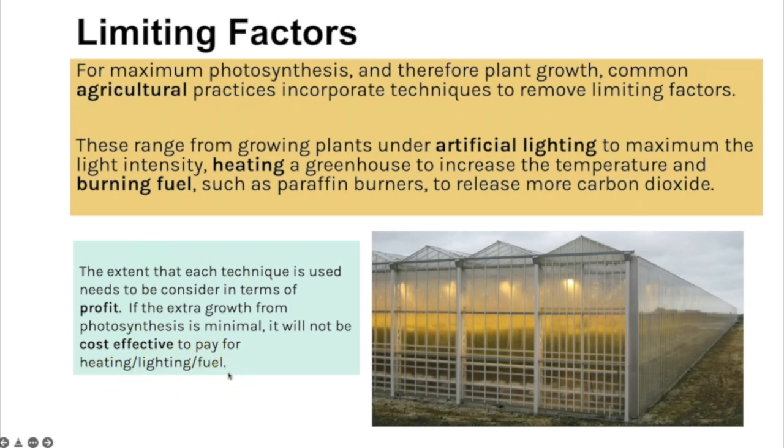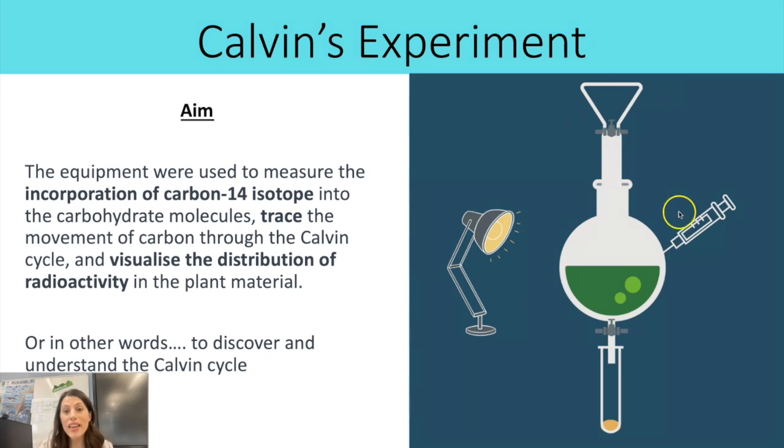So here we have Calvin's apparatus, and within this equipment, one of the key things you need to know is it's all about the incorporation of a carbon-14 isotope, so a radioactive form of carbon. And that is so that it can easily be traced and tracked throughout the different carbon-containing molecules as it's been absorbed and passed on. So in this way, they were able to visualize the distribution of radioactivity in the plant material. Or in other words, they were able to discover and understand the Calvin cycle.